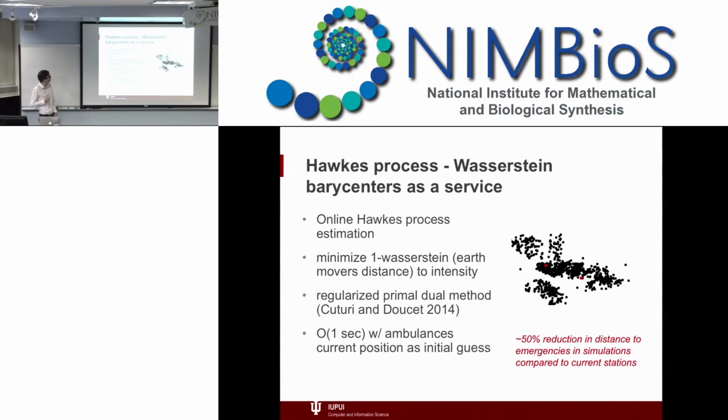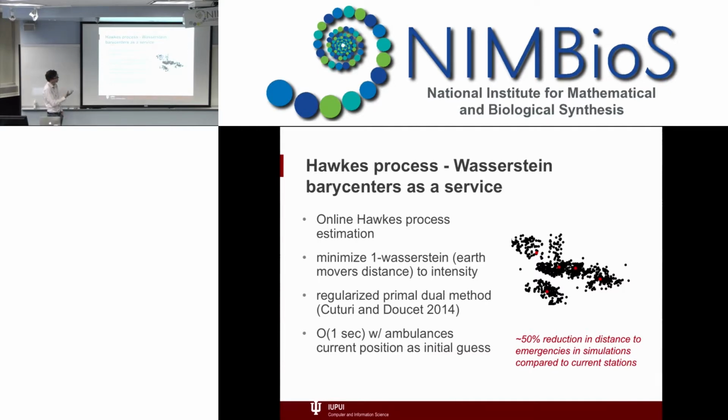Mathematically, we have some ways of estimating these Hawkes processes online, meaning you only see each event once, and then you can throw it away. So it gets rid of this order n squared computational issue. The second thing is once we have an intensity of where emergencies are going to be, we need to optimally position the ambulances to minimize their response time. In particular, we're minimizing earth mover's distance to the intensity of these vehicles. And this is different than k-means. If you do k-means clustering, each cluster is a different size. But an ambulance only integrates to probability 1.